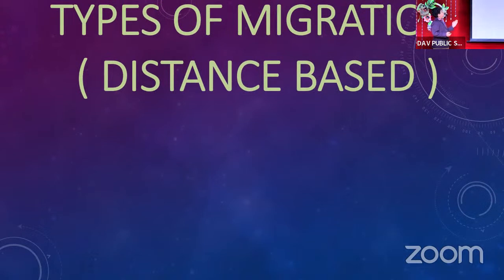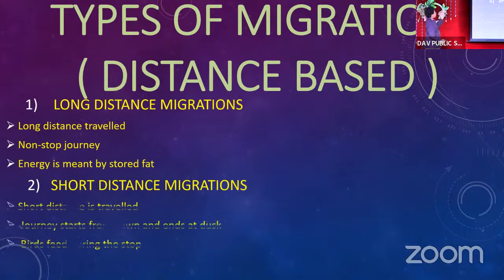Now comes the types of migration that is distance-based. In distance-based, one is long migrations and second one is short migrations. So let's get deep into it. Long-distance migration. In long-distance migrations, of course, long distance will be traveled. There will be non-stop journey, means there will be no break journeys. Energy is meant by stored fat.